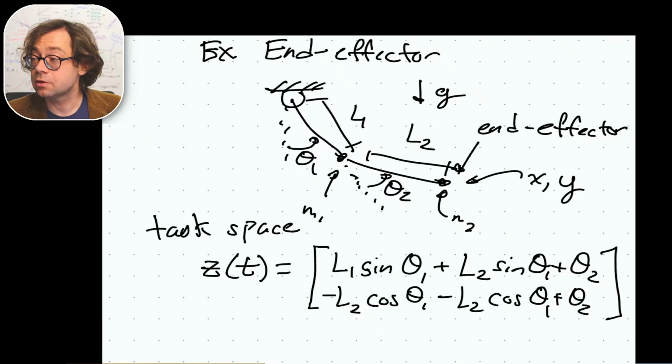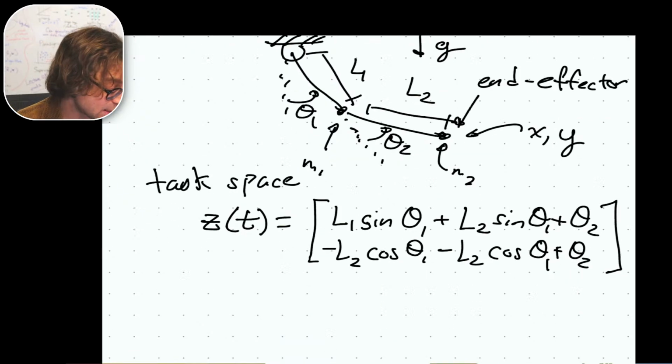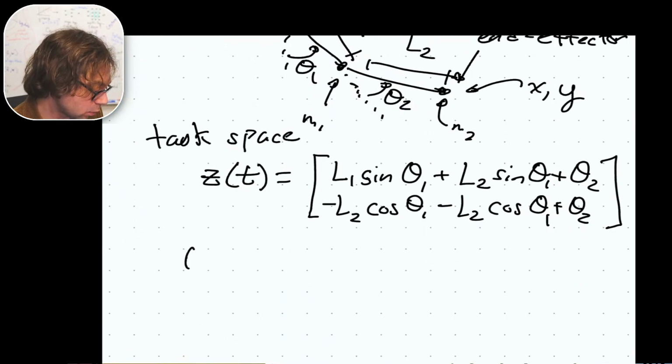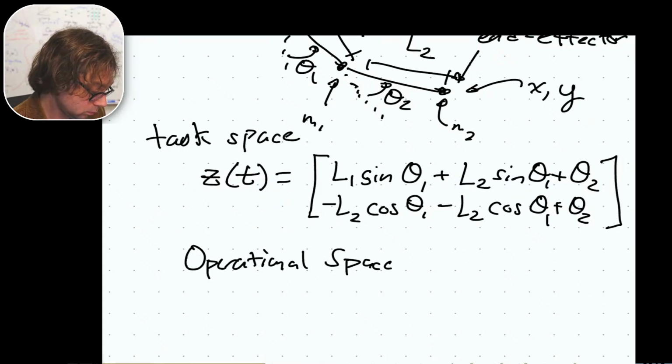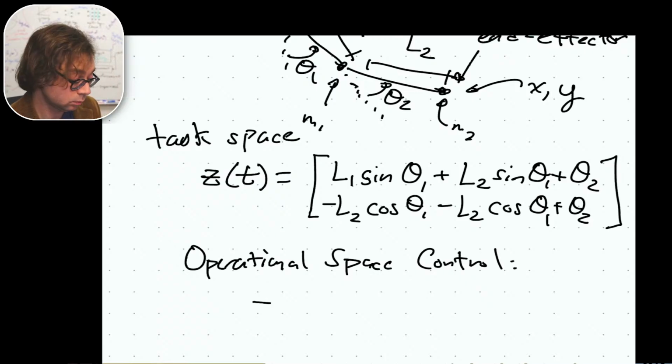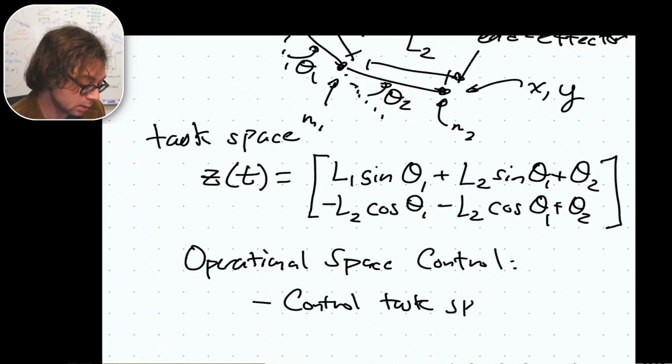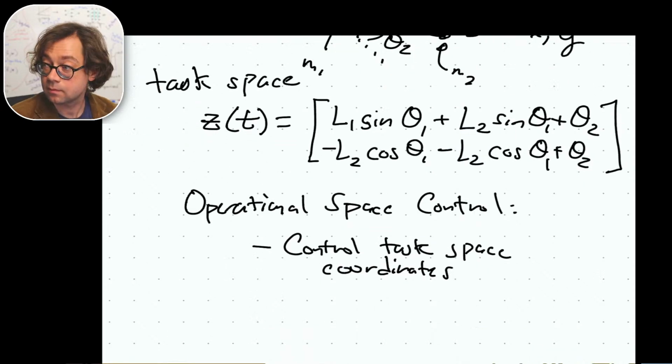Okay, so that's what we're going to try to do today. We're going to use operational space control. The one thing is to control it in task space. So in operational space control, the idea is that you want to control task space coordinates. But also we can add limitations on things like torque.